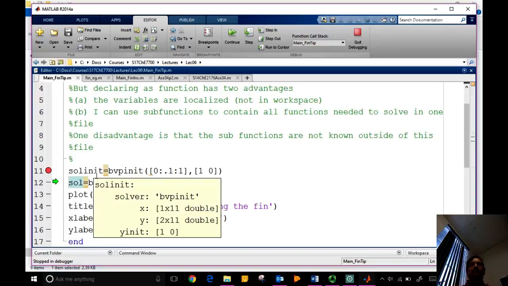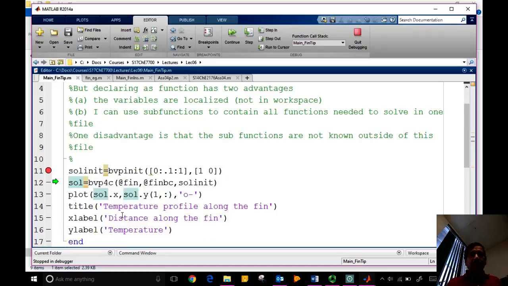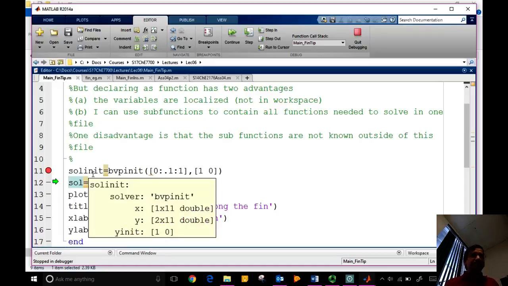Okay, so this is a neat way of packing related variables into something called a structure. To address, for example, sol init.x, if you see, there are 4 things that are listed under this. Sol init.solver stores the string. Sol init.x stores these 11 numbers. Sol init.y stores this 2 by 11 matrix. Okay, and sol init.yinit stores these numbers.